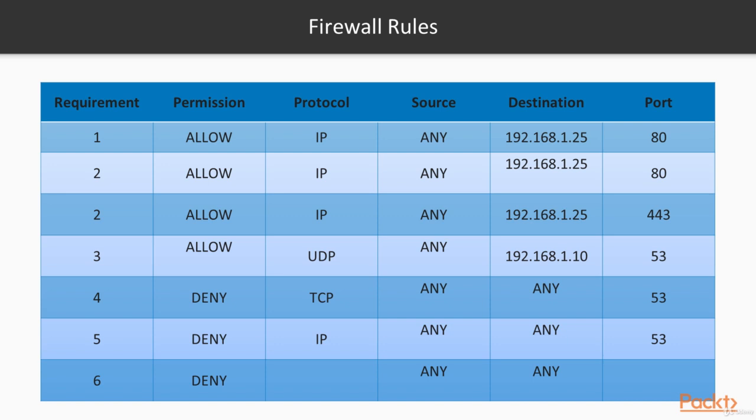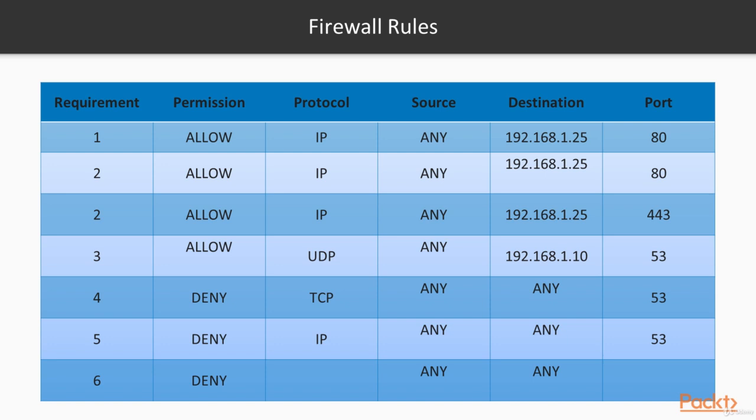Firewall rules define what a firewall should do: allow the connection or deny the connection. Here you can see an example of firewall rules. Let's look at them closely. The first one allows traffic by IP protocol from any source to the host with this IP address using port 80. This one allows connection by IP protocol from any source to the host with this IP address through port 443, and as we can see, any traffic through port 53 is denied here.